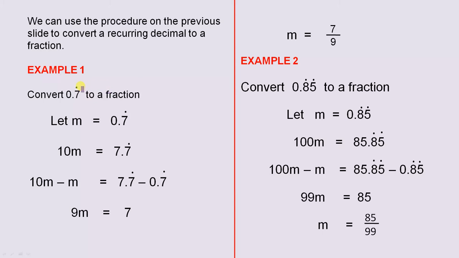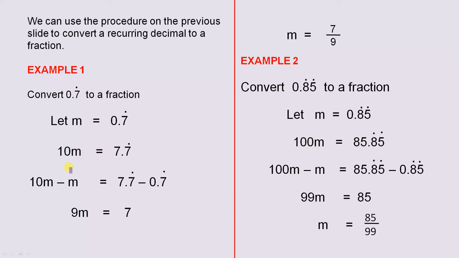If we remember on the previous lesson, 0.7 recurring is 0.7777 where the 7 continues on. Therefore let m be this recurring decimal. Therefore 10m is 7.7 recurring.